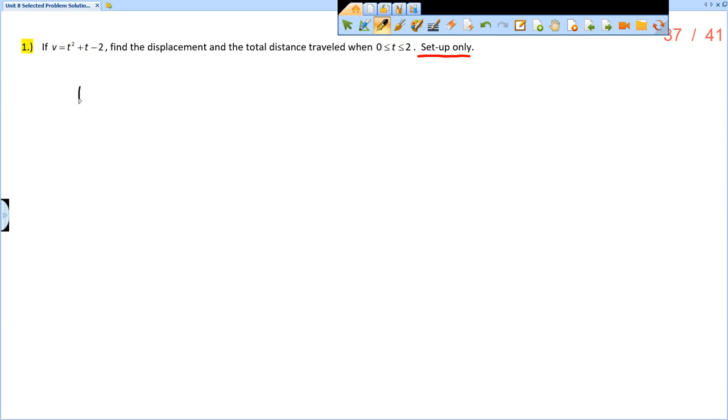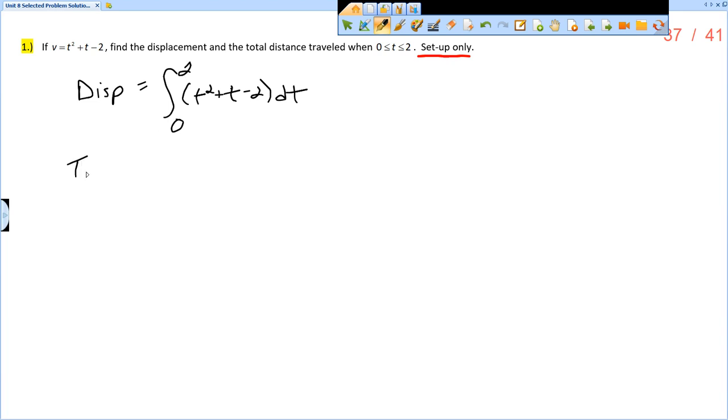All right, so we need to recall that displacement is found by taking the integral from a to b of velocity, right? And so really we're just looking at the integral of t squared plus t minus 2 with respect to t from 0 to 2, right? And so in a setup only scenario, this is it.